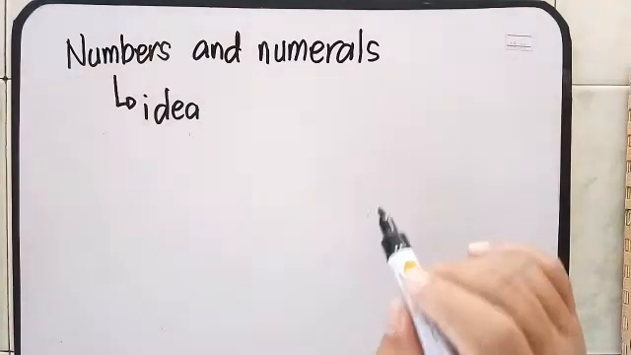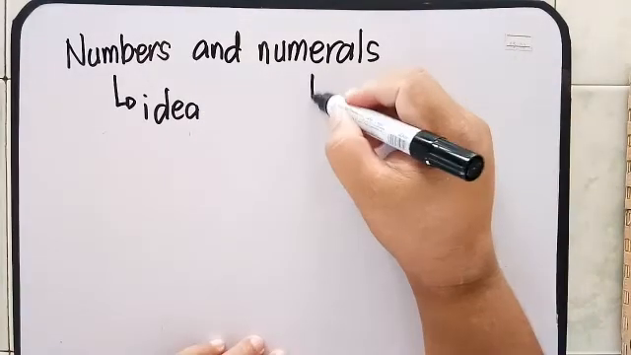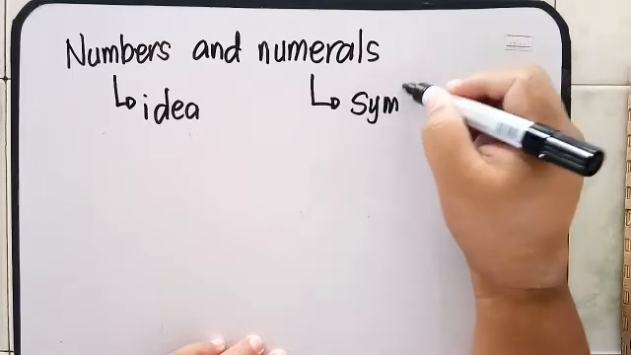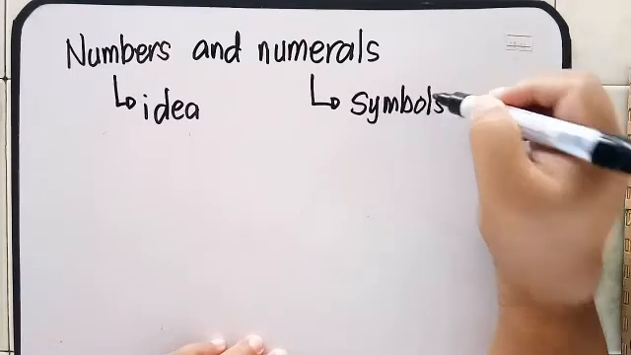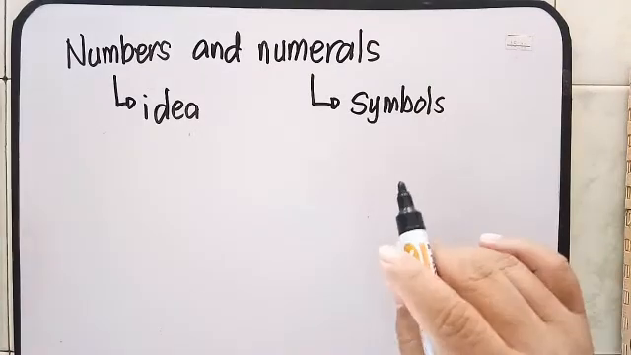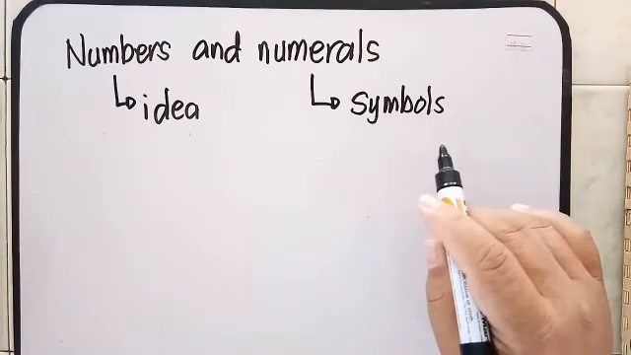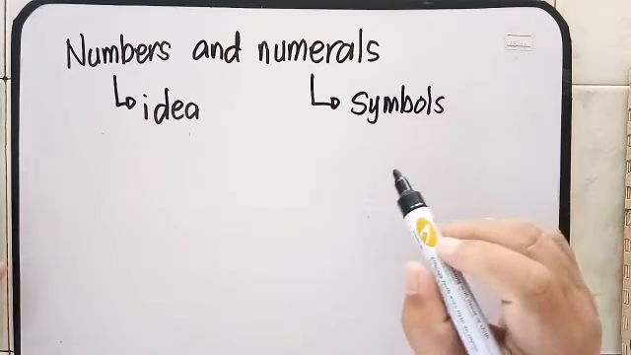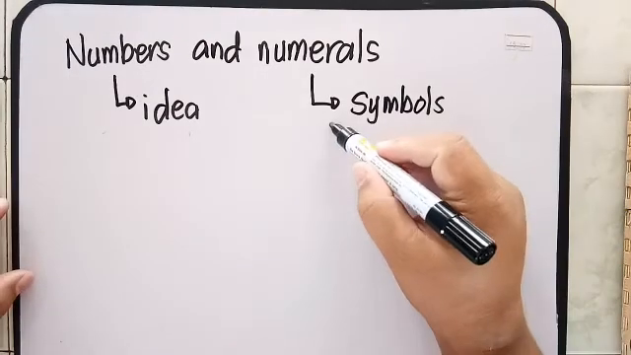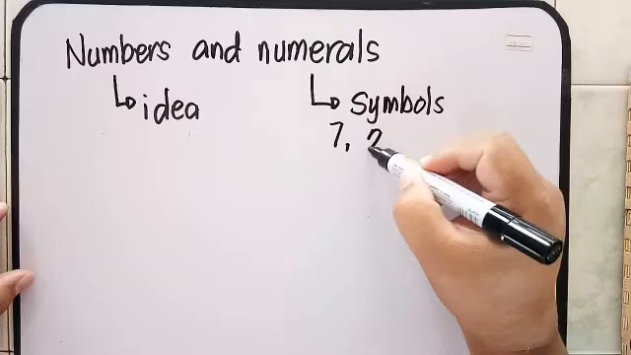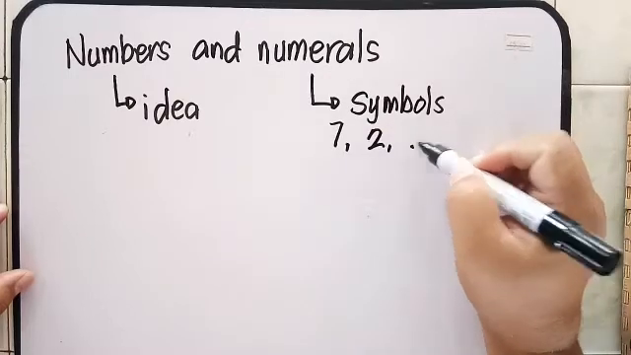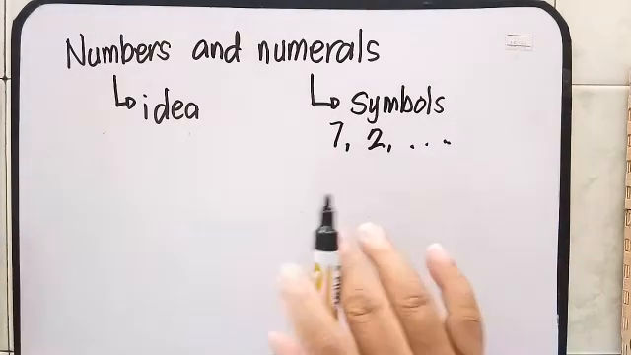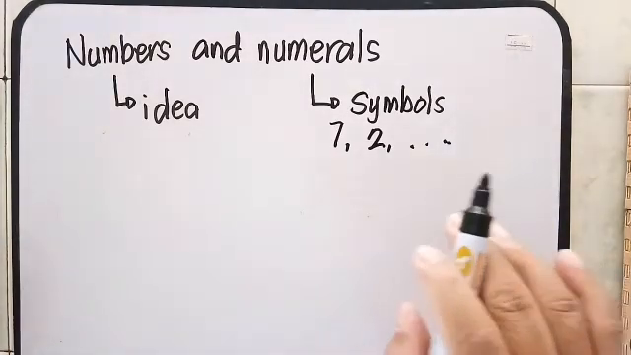of a particular quantity. While numerals are actually the symbols to represent the idea of a particular quantity. So numerals are the symbols like 7, 2, and so on and so forth. While a number is our idea of how many, how big, or how wide the particular thing is.